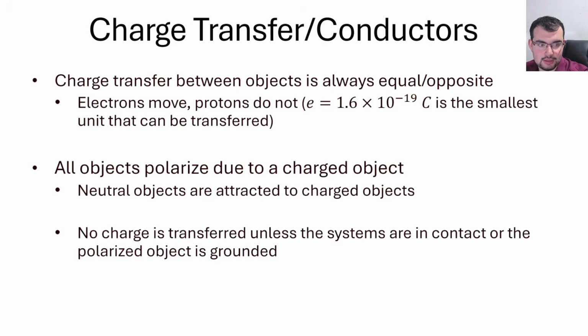All right, next part. This is like electrostatics part 2. It's just talking about charge transfer or conductors. So if you transfer charge, it's always equal and opposite. You can only transfer electrons, whose elementary charge unit is given. All objects will polarize due to a charged object, where the pluses and minuses shift, meaning neutrals are actually attracted to both. So just because an object is attracted to a charge doesn't mean that object is charged. It could be neutral. Repulsion is the only way to for sure figure it out. And you can't transfer charge unless you're touching or the object is grounded.